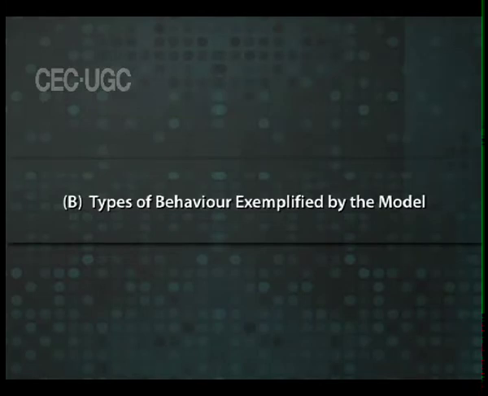Observers imitate the behavior of a competent model more rapidly than that of an incompetent one. They tend to be more strongly influenced by models who are similar to themselves in terms of personal background and physical appearance. B. Types of behavior exemplified by the model. Hostile or aggressive behavior is imitated to a high degree. The subject will adopt self-reward standards similar to those of the model.